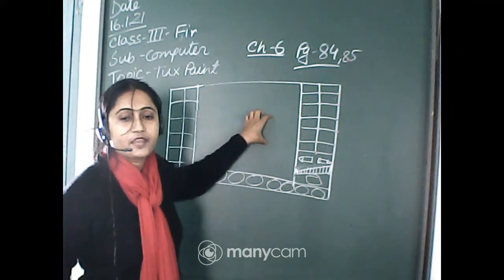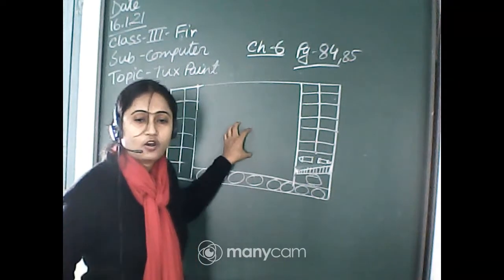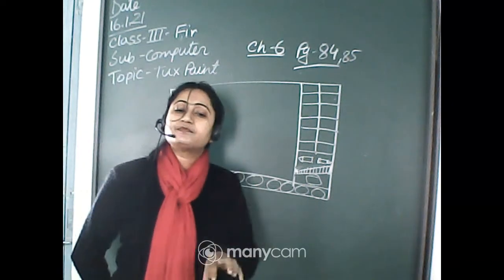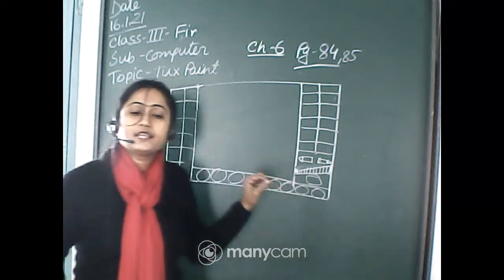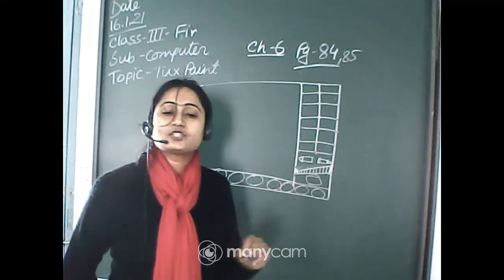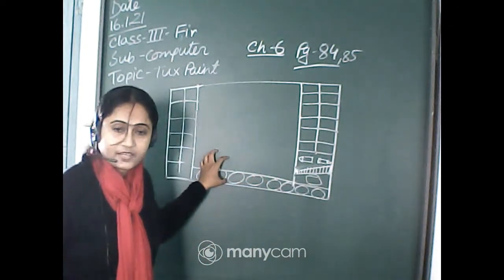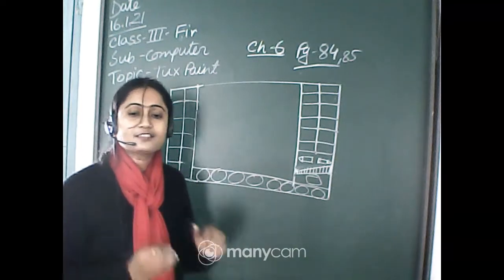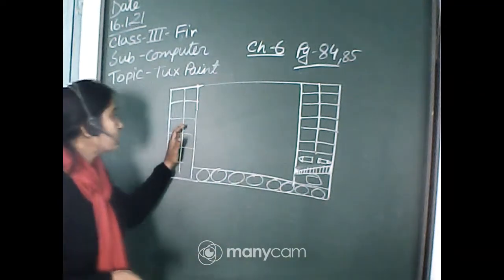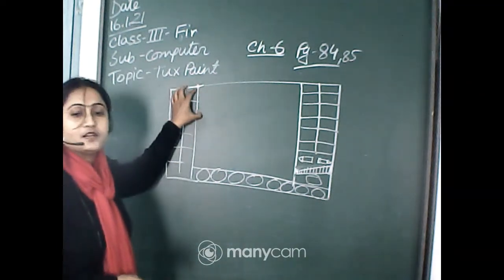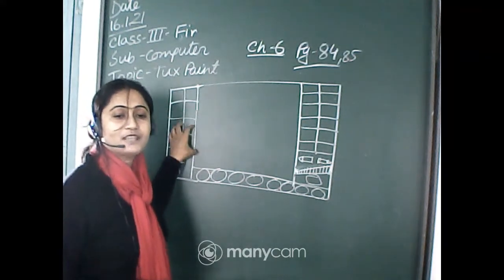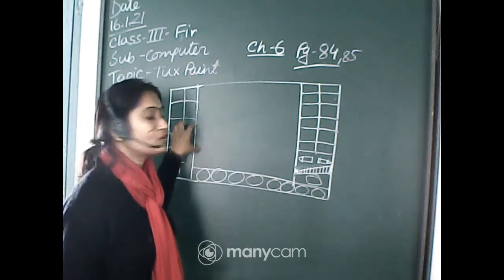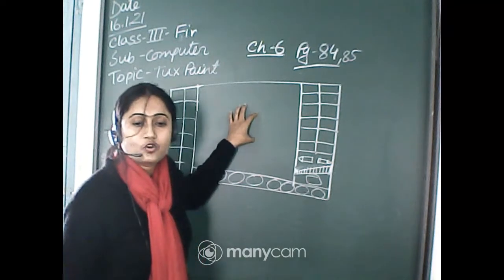In the drawing area only we can draw, but if you want to write something in your drawing area, we select the text tool. Using the text tool we can write something in the drawing area. Same as in the toolbox, there is a text tool. You just select the text tool, and using it you can write something in the drawing canvas.